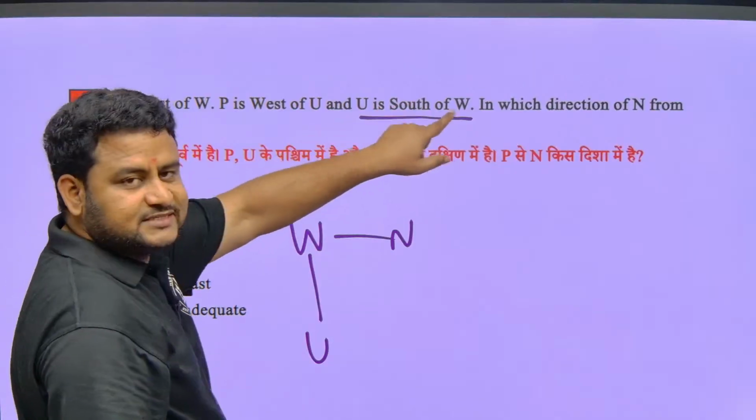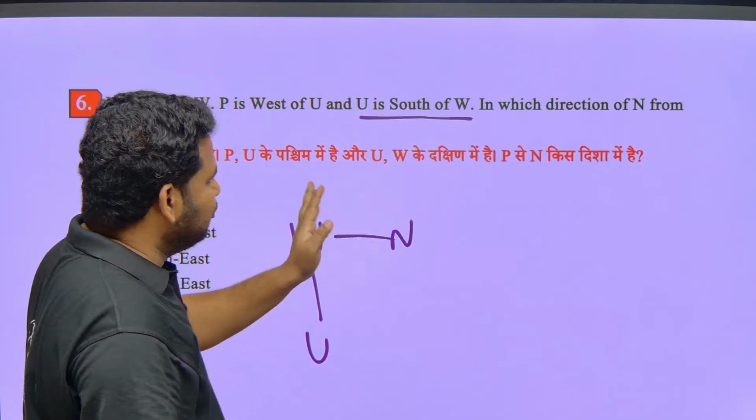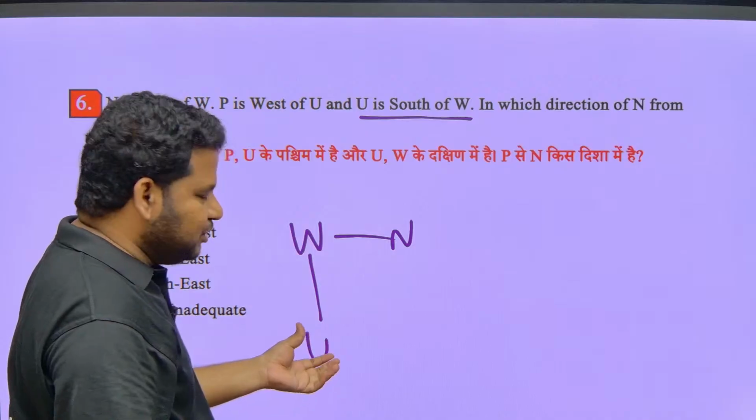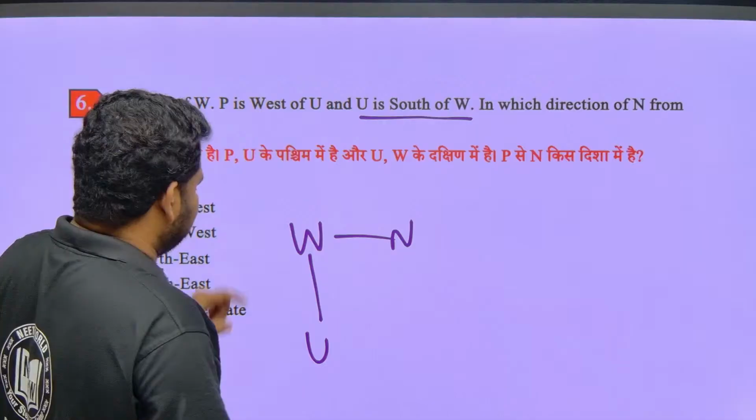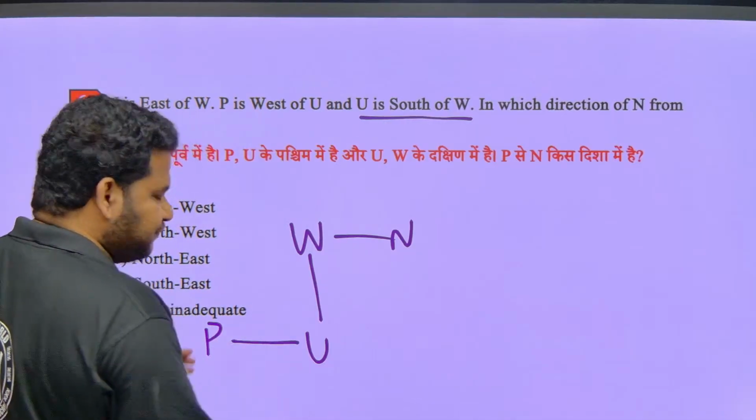U is to the south of W. That means below the W, U is there. South of W means U is there. And P is to the west of U. P will be west of U, which means to the left side of U, P is there.